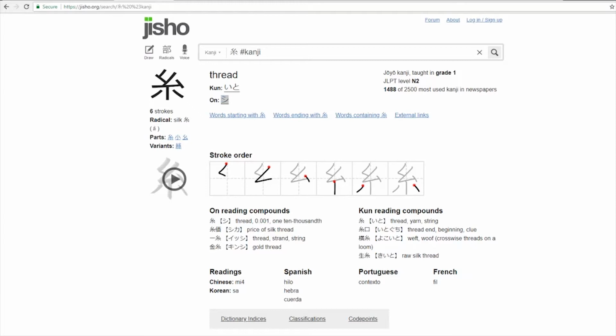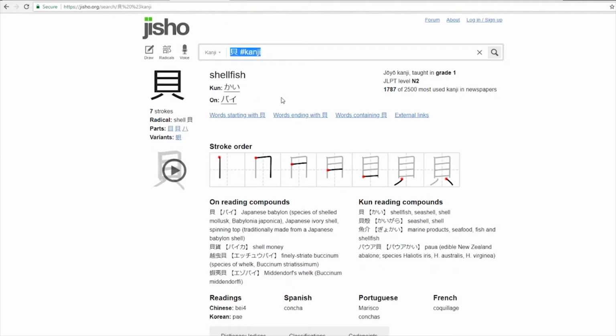The kunyomi for this one is going to be ito, and the onyomi, I always get this one confused with the other one that has two, because they look basically identical. Give me 1 second here. Shi. That one's shi. The other one, I can't remember what the other one is.